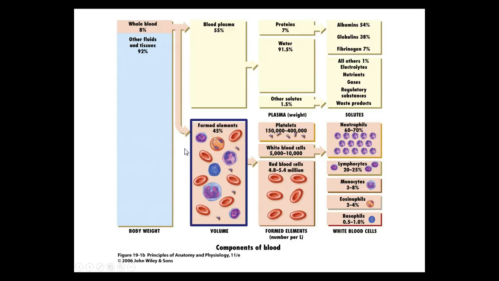When we talk about formed elements of our blood, we're talking about the cells. We're talking about the red blood cells, or erythrocytes, the white blood cells, or leukocytes, and then the small little platelets. Volume-wise, you can see over 5 million red blood cells per liter, up to about 400,000 platelets, and just less than 10,000 white blood cells.